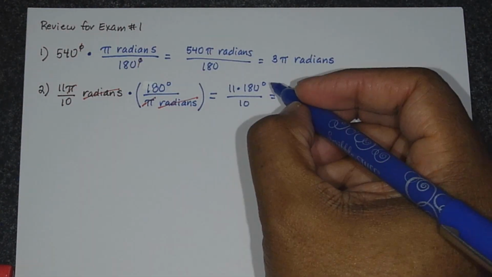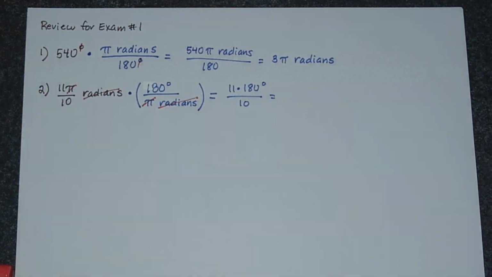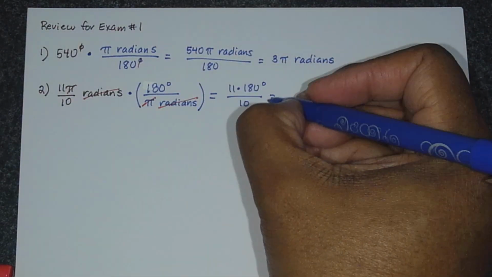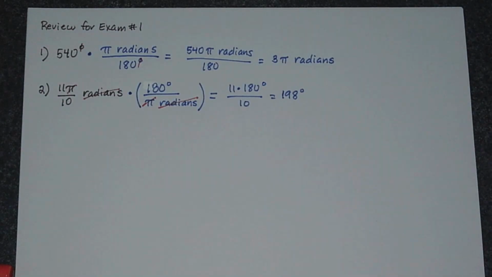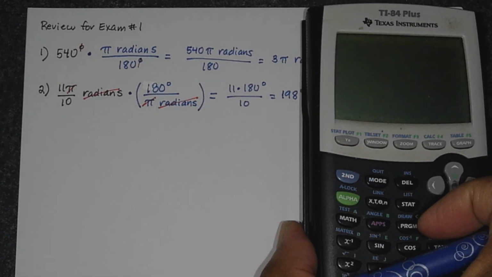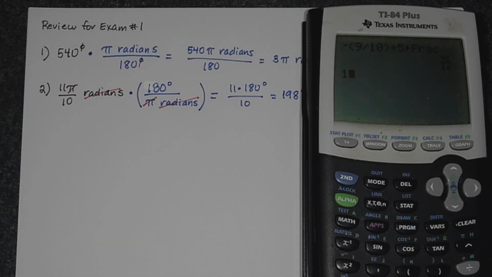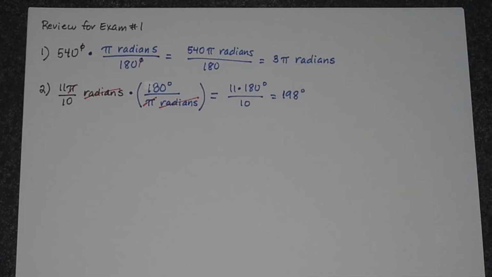1980. Not 1980, 198. So it's 198 degrees. Oh, I'm sorry. I thought she was going step by step. Because if you did it like this, 11 times 180 divided by 10, 198. You can do all that in one step. Any other questions?